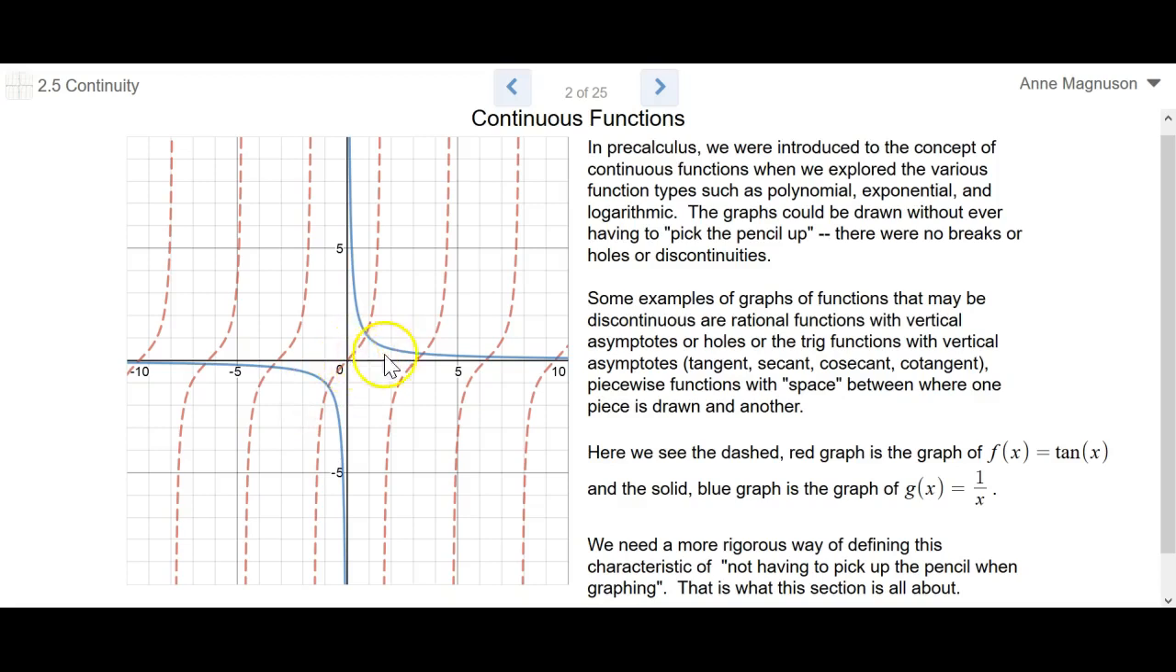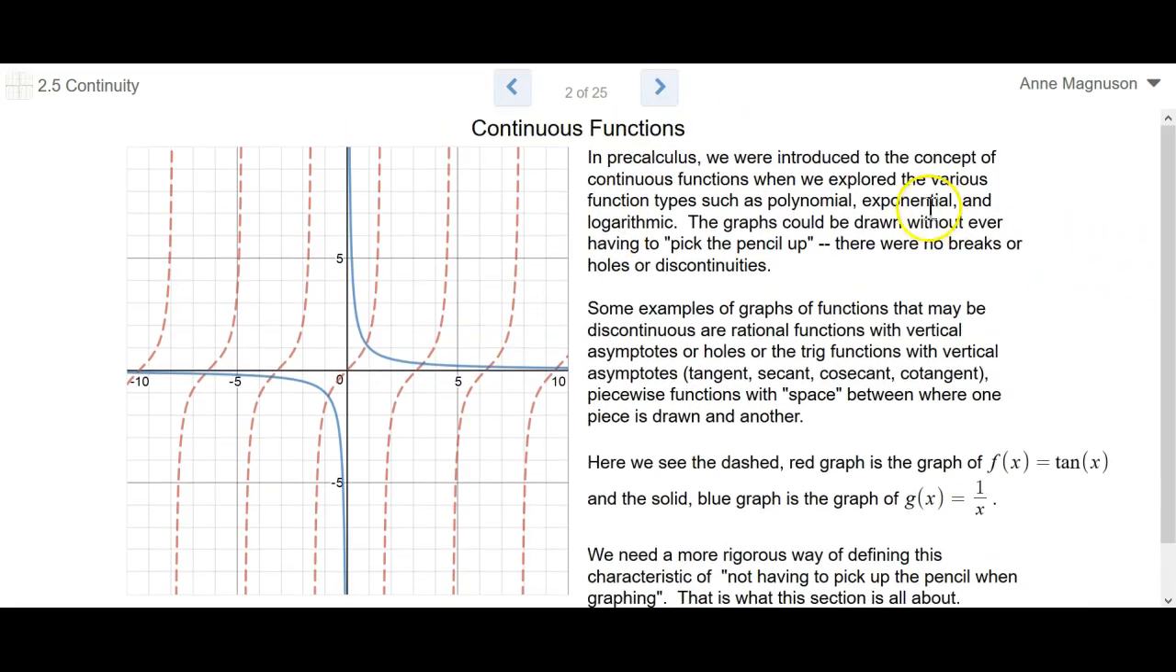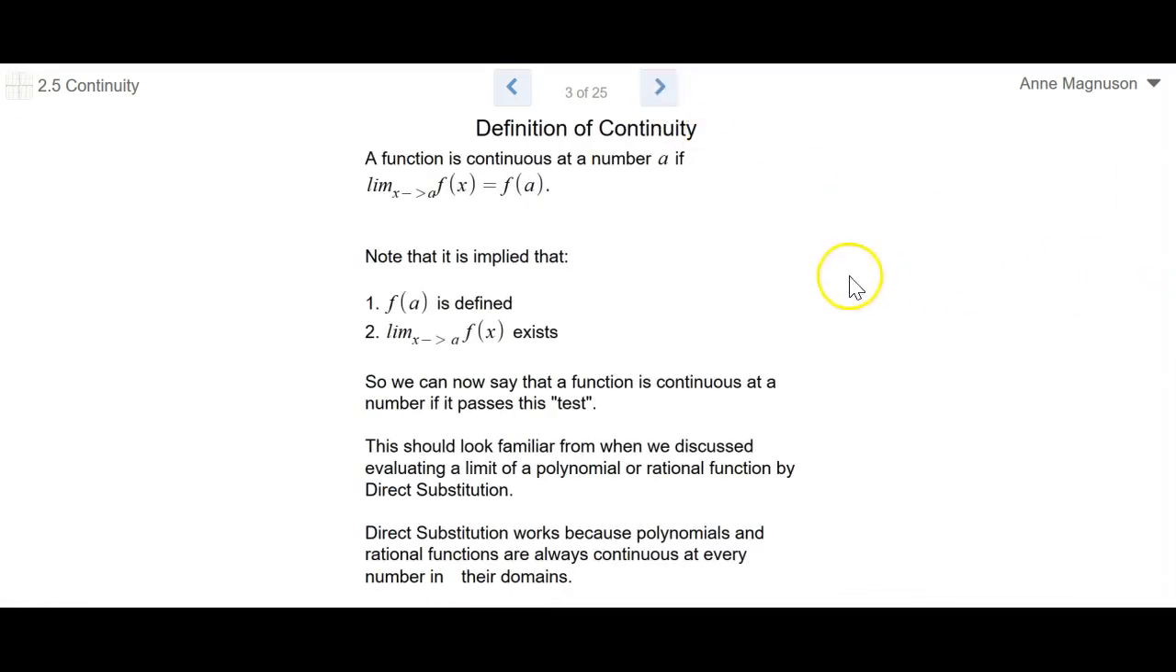So we're going to see a rigorous definition as to why these functions aren't continuous. And we're going to be able to determine if a function is continuous just by the formula, not by looking at breaks in the graph. So the definition of continuity is based on limits. A function is continuous at a number a in its domain if the limit as x approaches a of the function actually equals f of a. So it's implied that this limit exists and that f of a is defined.